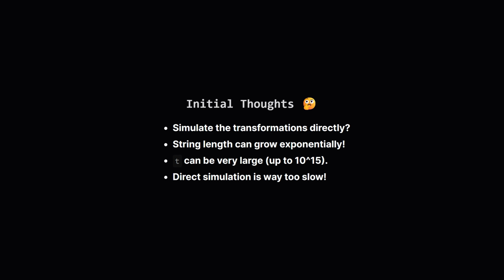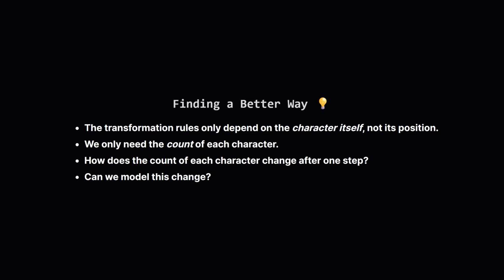So our first thought might be, why not just do the transformations directly? Start with the string, apply the rule based on nums, get the new string, and repeat t times. But there's a big problem. If each character can turn into, say, 2 or 3 characters, the string length grows really fast. It can become exponentially long, and t can be huge, up to 10 to the power of 15. Simulating this directly would take forever and eat up all our memory. We need a much faster way.